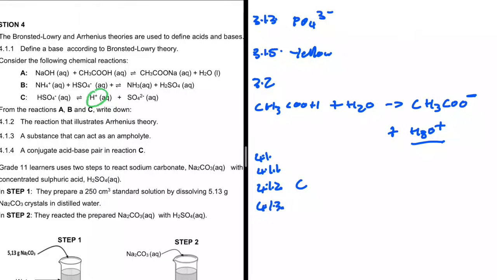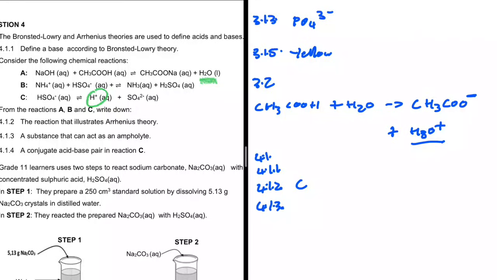4.1.3, a substance that can act as an ampholyte. From the reactions A, B, and C right down there, a substance that can act as an ampholyte. Do we have H2O as one of the reactions here? If I have H2O, I'm just jumping straight to H2O and calling it a day. Okay, I do have H2O in reaction A. Well, in reaction A, it is a product there. So let's see, do we have any other equation with H2O? We don't have any other reaction with H2O.